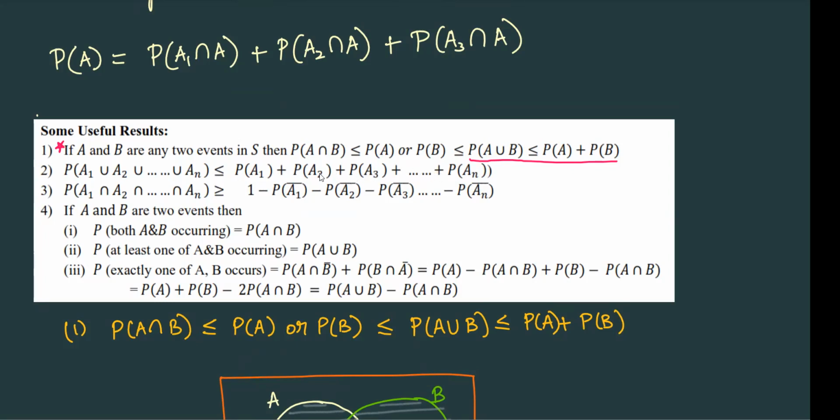On the other hand, now the intersection, let us do this for 2, then we can understand for all. This is P of A1 intersection A2 intersection A3 so on intersection AN is greater than or equal to 1 minus P of A1 bar, minus P of A2 bar, minus P of A3 bar, minus P of AN bar.